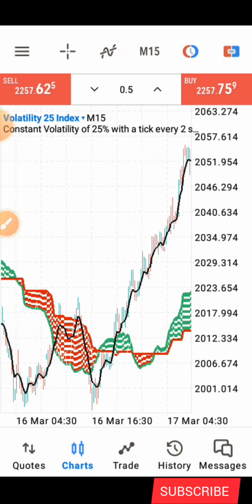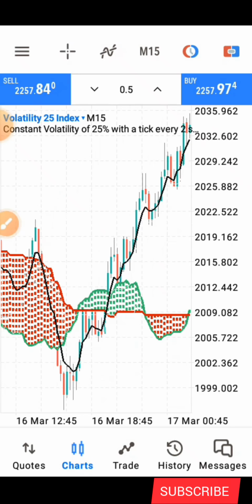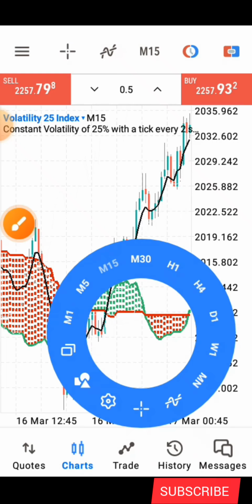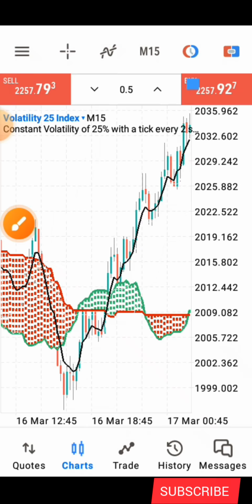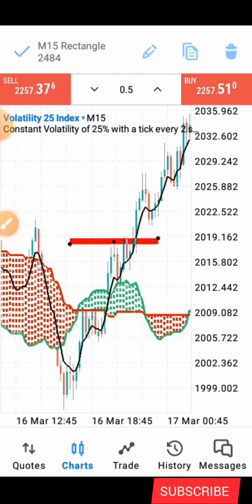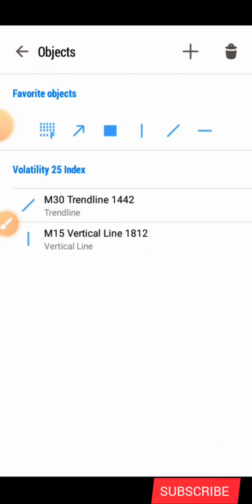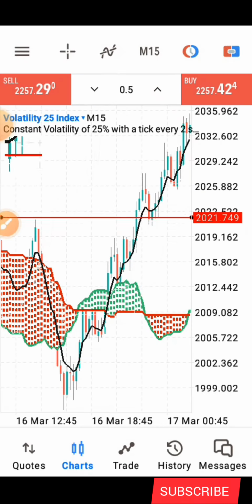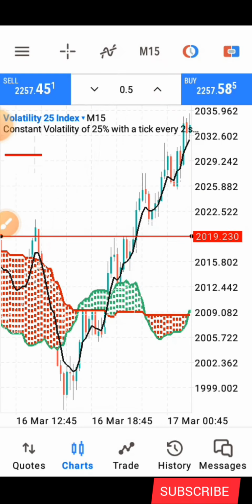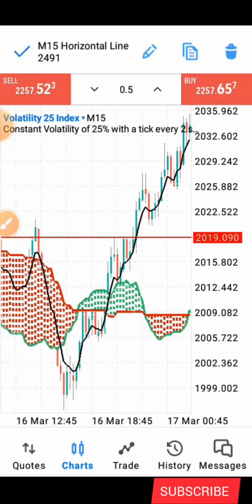You zoom in. Now the most recent structure the market made, you are going to be marking it out using your horizontal line or any other tool you can use. Using this horizontal line, you mark the tip of that candlestick of the most recent structure the market made, just like this one.